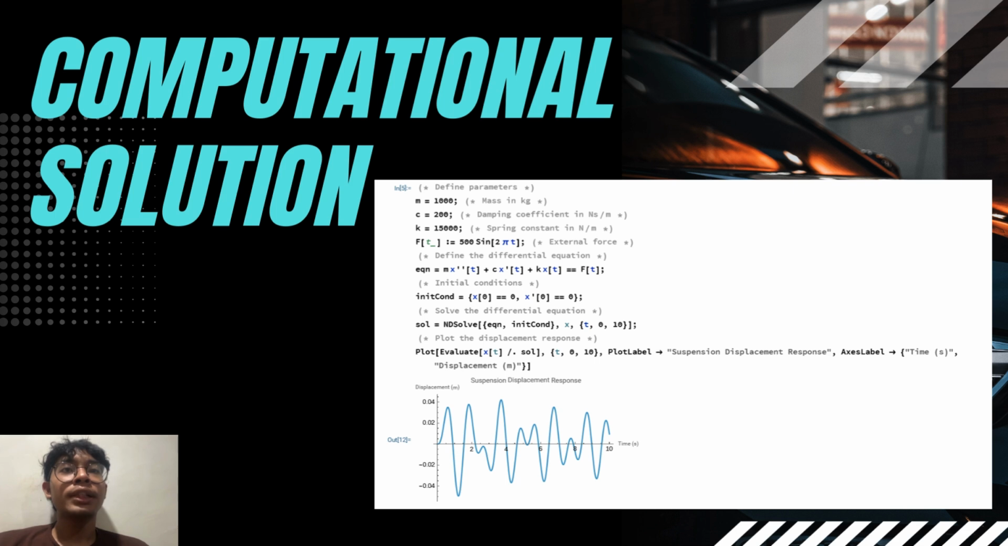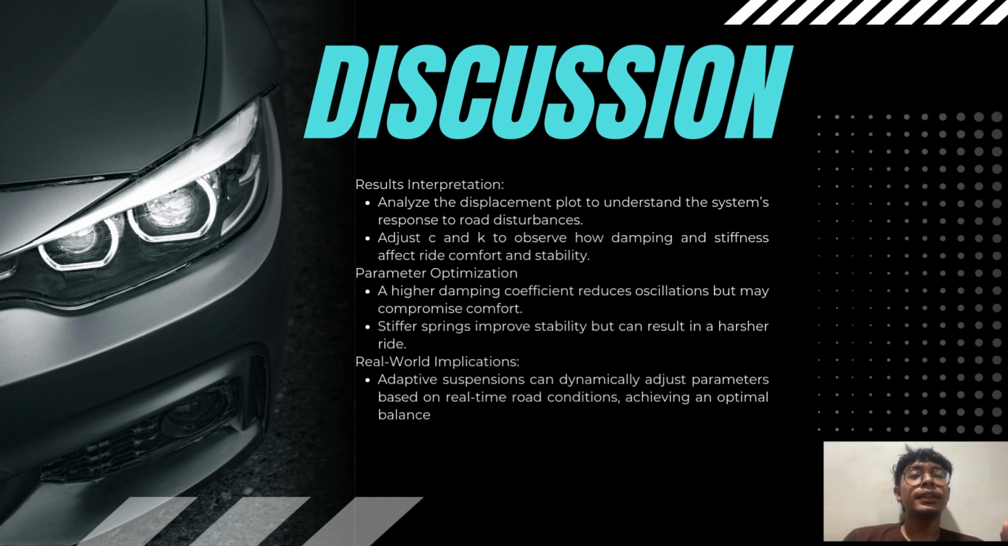Next, for the results, the graph shows initial oscillations that stabilize due to damping. Parameters like c and k directly influence how quickly the system returns to equilibrium, highlighting the importance of tuning for optimal comfort and stability. Using Mathematica simplifies the process of solving and visualizing complex suspension dynamics, providing insights for real-world applications.